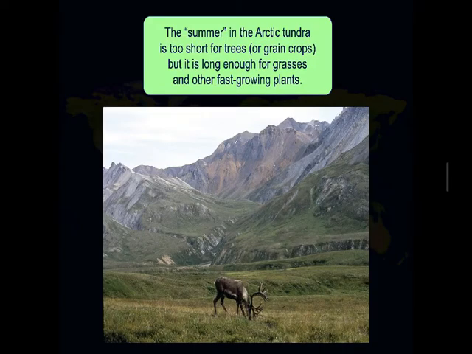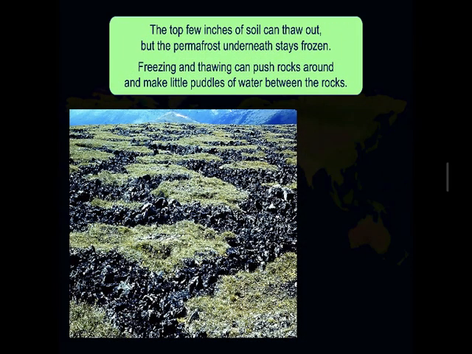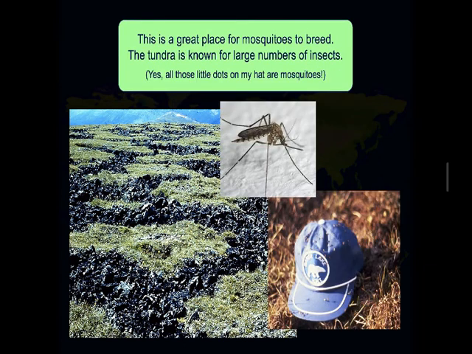The summer in the Arctic tundra is too short for trees or grain crops, but it is long enough for grasses and other fast-growing plants. The top few inches of soil can thaw out, but the permafrost underneath stays frozen. Freezing and thawing can push rocks around and make little puddles of water between the rocks. This is a great place for mosquitoes to breed. The tundra is known for a large number of insects.